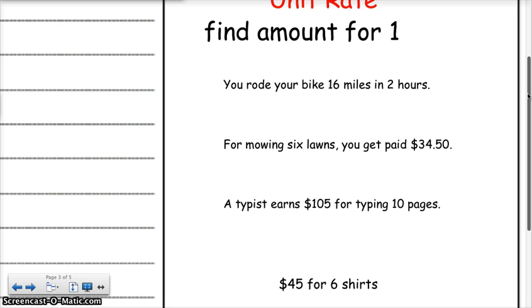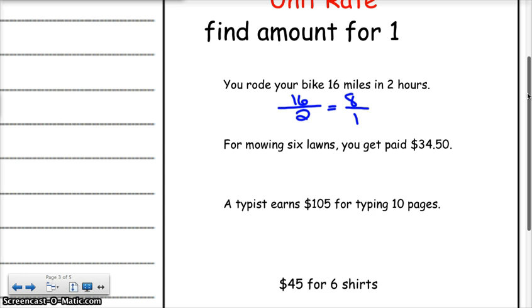You rode your bike 16 miles in 2 hours, how much for 1? 8 miles. 8 miles each hour, so tell me how we figured that out. Divided them by 2. So I said 16 miles is to 2 hours, and I want to get it to 1. I want it to become a 1 here. How do I get it to become a 1? I divided by 2, 8. So in easy terms, you just go the top divided by the bottom.